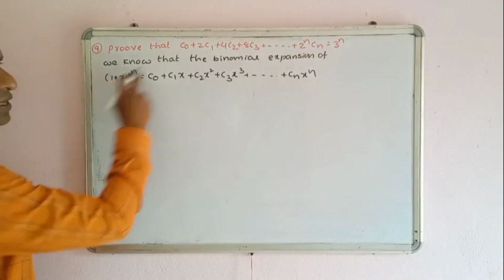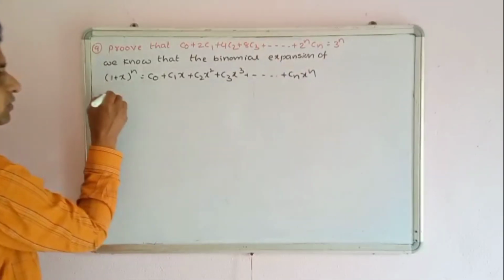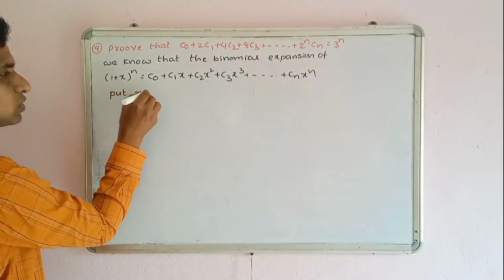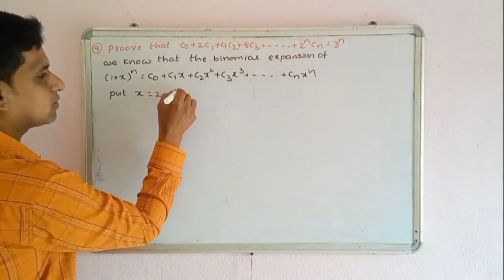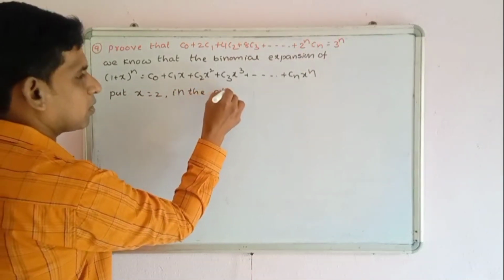1 plus something equals 3, that means put x equals 3. Sorry, put x equals 2. So 1 plus 2 is 3. Put x equal to 2 in the above expansion.